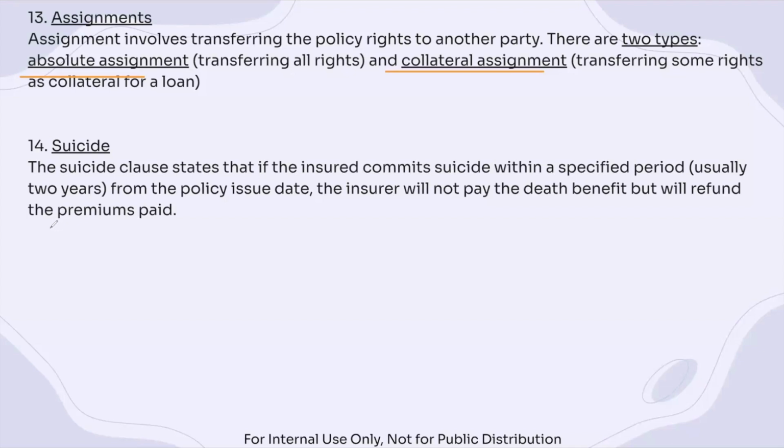But regardless, the suicide clause prevents that from happening. It deters that type of thinking, because it prevents individuals from doing that. Although the intention is to allow the beneficiaries to be well off, suicide is usually excluded from coverage within a period of time. That's usually 2 years.